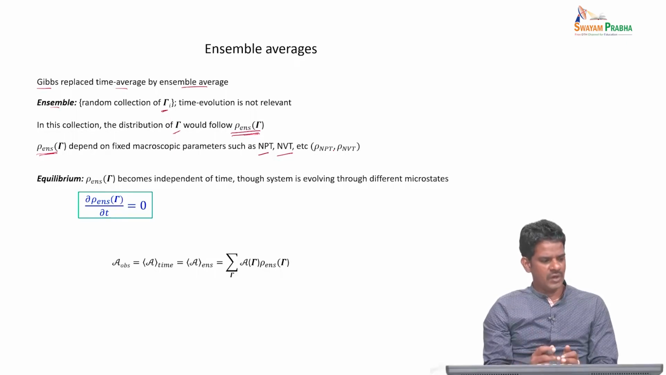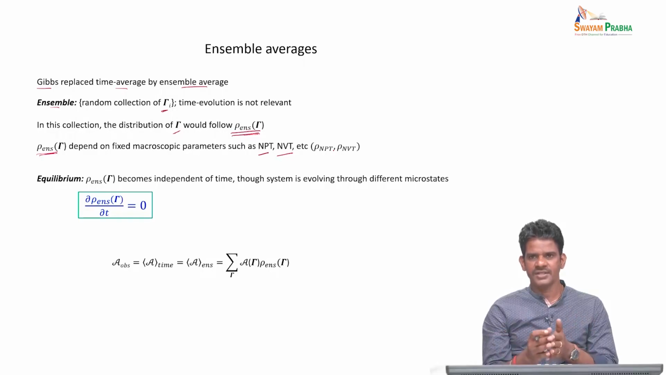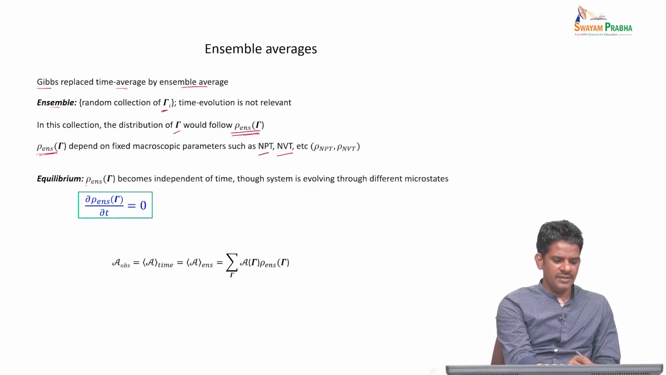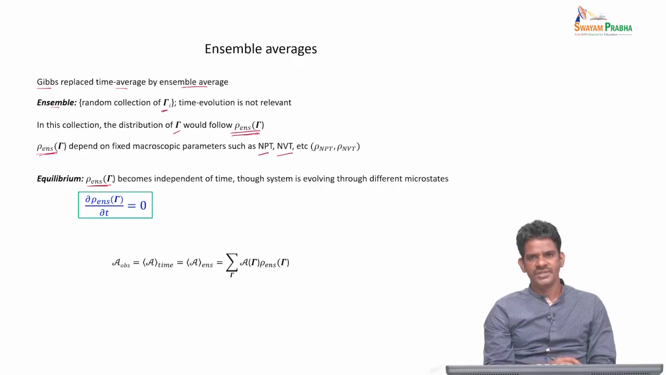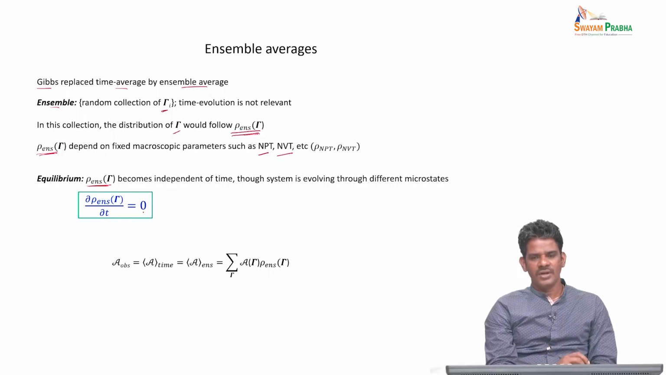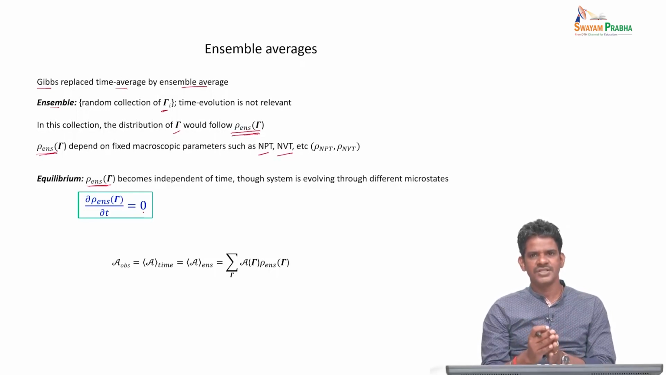Now in all these cases, we also talk about whether the system has reached equilibrium or not. From a macroscopic thermodynamic point of view, equilibrium means the system's property does not change with time, and it is stationary. So microscopically, what does it mean? Microscopically, it means that the probability density function of the microstates, rho ensemble, is a time independent quantity. So you can see that the partial derivative of rho with respect to t is 0. It does not mean that the system has ceased to evolve.